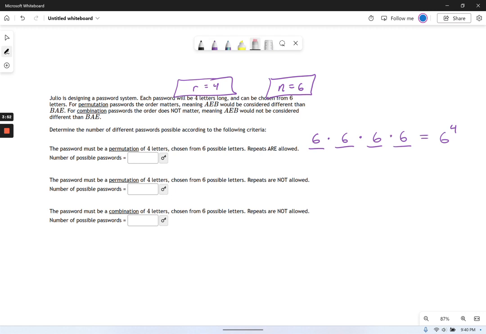Now we've got a formula for this. It's pretty easy, and really you don't need to memorize the formula, but you can if you want. It's just n^r. Okay, that's the number of permutations possible if repeats are allowed.